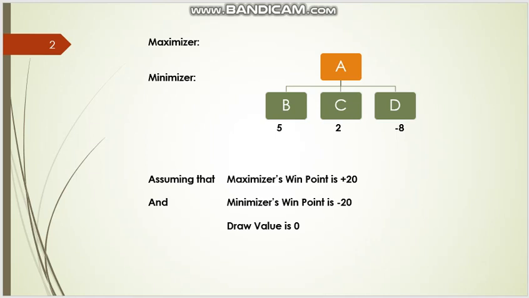So in this case, suppose there are only two levels. In the starting level, I mean level 1, if the player is the maximizer, his or her intention will be to maximize the game point, and here the maximum value is plus 5 and the minimum value is minus 8. So if the first player is the maximizer, then he or she will take only the plus 5 value, that means B, and if it is a minimizer, then it will choose minus 8.